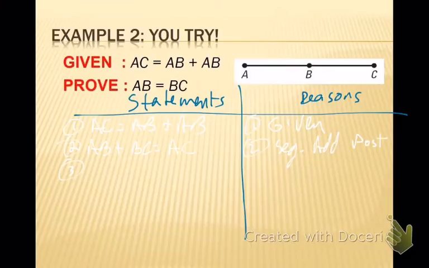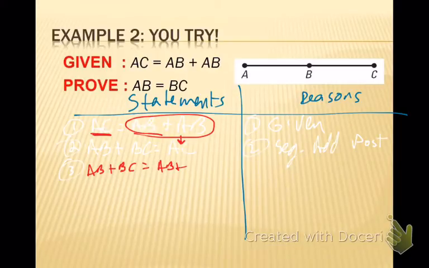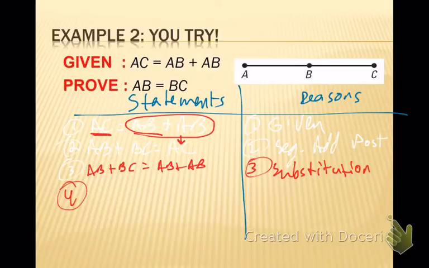Well, we also used substitution last time, and if you look, we actually have that going on again. AC is equal to AB plus AB. So I can take this and substitute it in for AC down here. So that we get AB plus BC is equal to AB plus AB. And that's just by substitution. Okay, so those are the strategies we used before, and that's gotten us pretty far, but we're not quite finished.